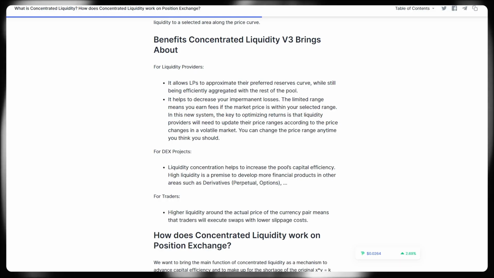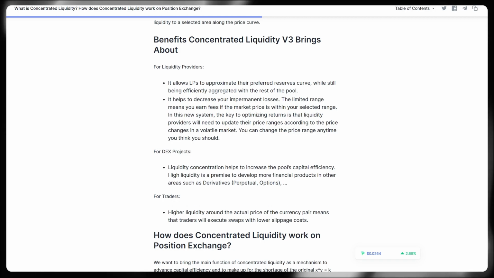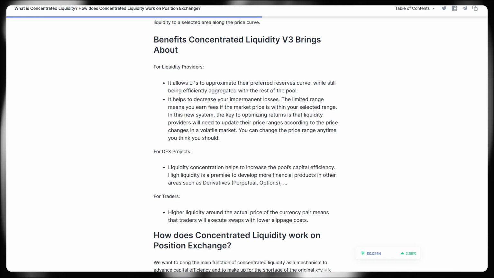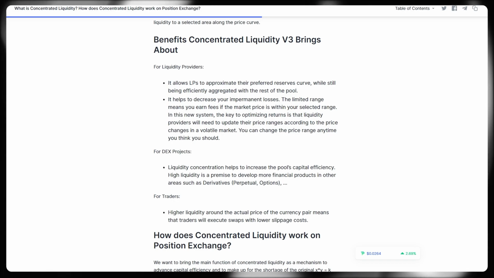So taking a really quick look at what a concentrated liquidity market maker is in contrast to an AMM, and one of the key advantages is summed up actually very, very succinctly in this CoinMarketCap article. Of course, I'll leave this link down below. So for liquidity providers directly, it allows you to approximate the preferred reserve curve while still being efficiently aggregated with the rest of the pool.